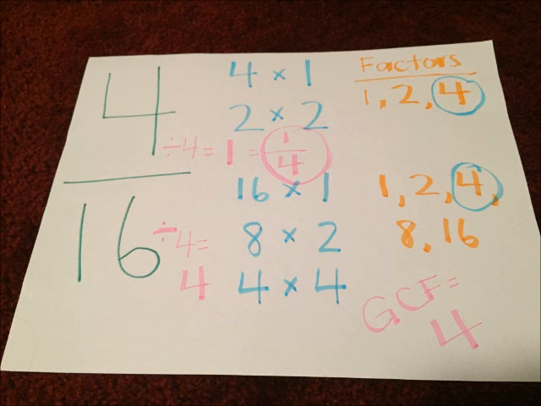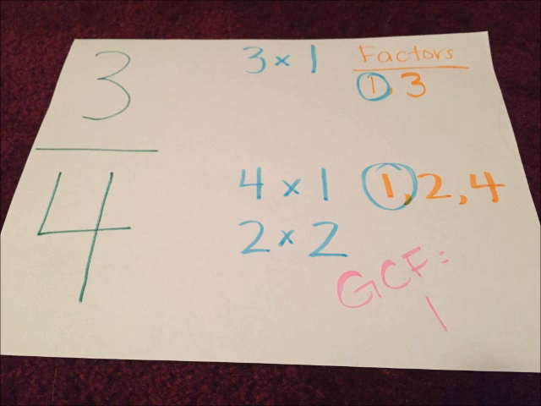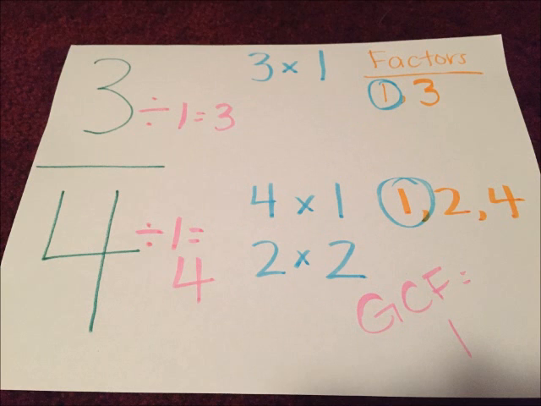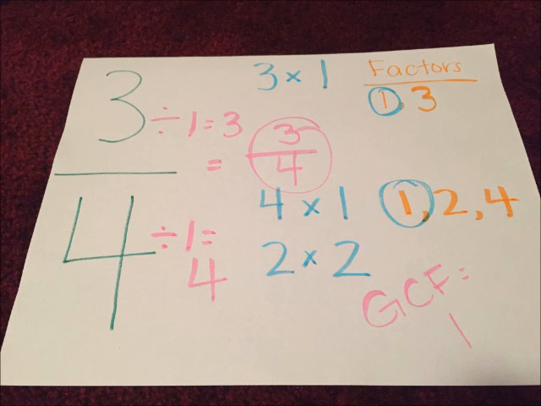There are some fractions that you can't reduce, no matter how hard you try. In 3/4, the GCF of 3 and 4 is 1, so 3/4 will stay 3/4. 3 divided by 1 equals 3, and 4 divided by 1 equals 4. Let's do one more for practice.